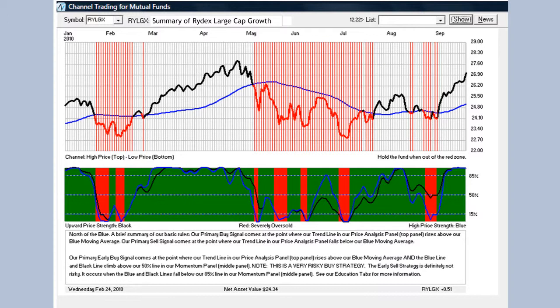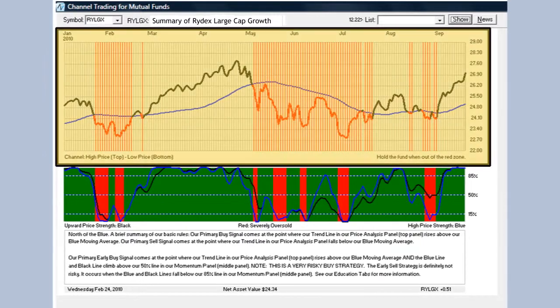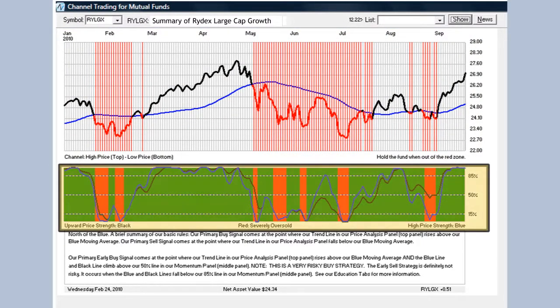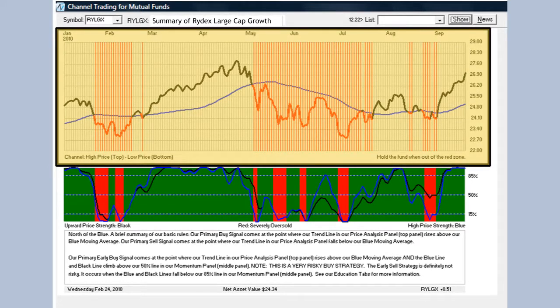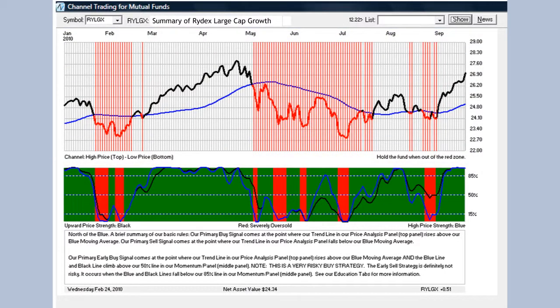The screen is made up of two graphs. The top graph, the moving average graph, and the bottom graph, the momentum graph. We will be looking at the moving average graph only for this presentation. The mutual fund we will be using is the RIDEX Large Cap Growth Fund. The ticker symbol is RYLGX. The year we will be looking at is 2010.